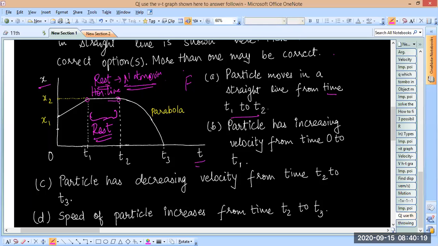Hey Rohan, you look again. T1 to T2, not moving. All right, Nandini, if you have any question, you can contact me personally. It is not moving. It is at rest.